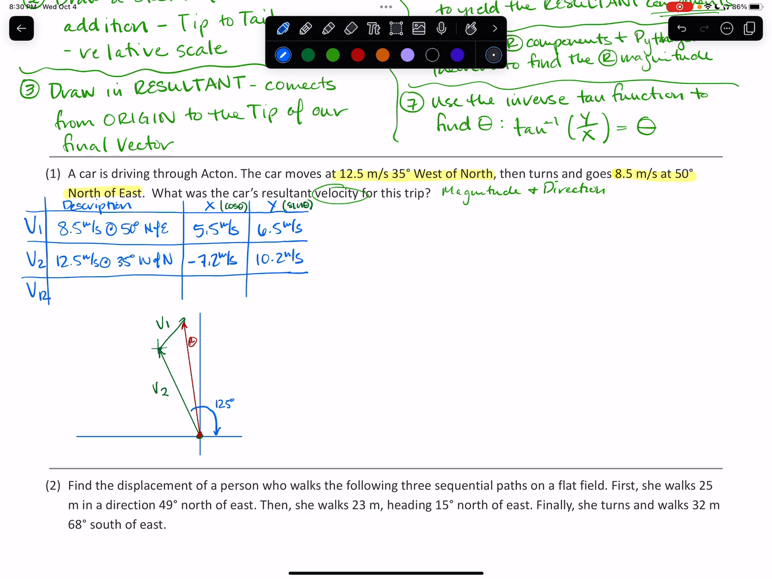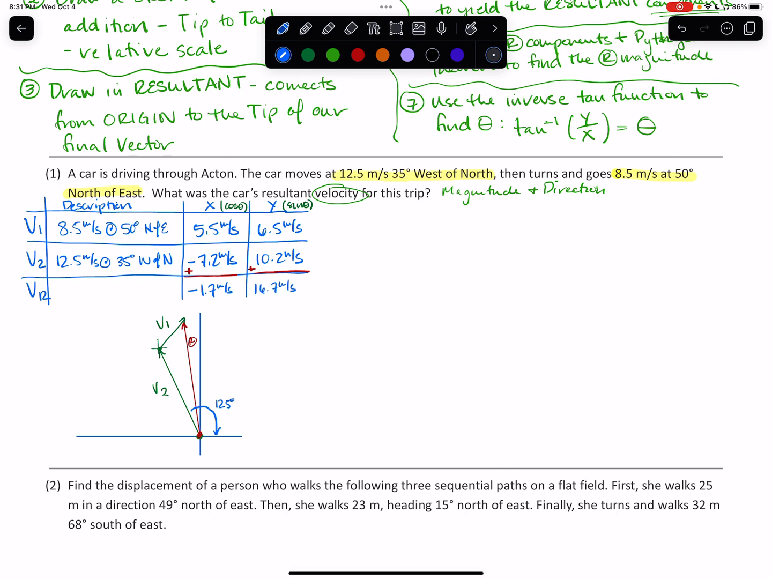So to get to the resultant components, we're going to add each of these, and that'll give us the components for our resultant. So 5.5 plus negative 7.2, we get negative 1.7 meters per second for the horizontal piece. And then for our y piece, we add 6.5 and 10.2, and we get 16.7 meters per second.